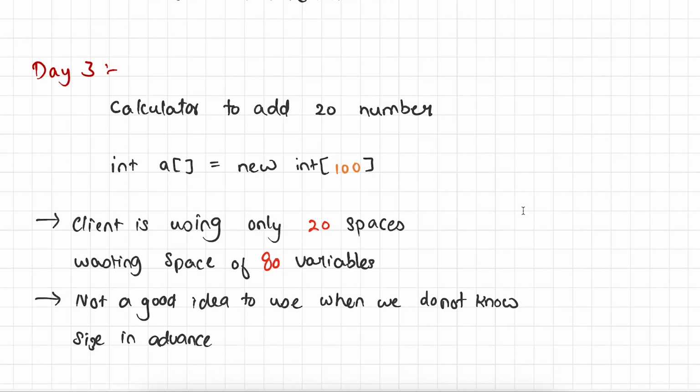to his friend. Now mind you, the requirement of his friend was only to sum 20 numbers, but he managed to create an array of size 100. This means he is simply wasting the space of 80 more variables, and space means memory. This means he is clearly wasting memory for 80 variables here. So this means using an array is not a good idea if we do not know the size in advance.